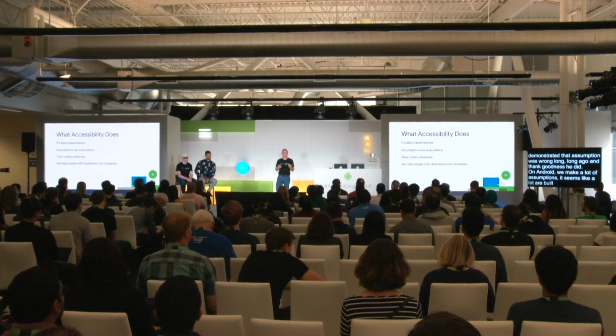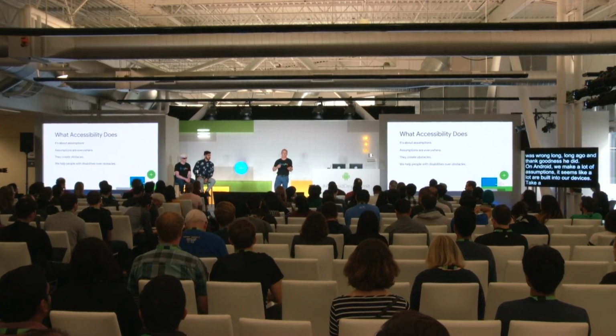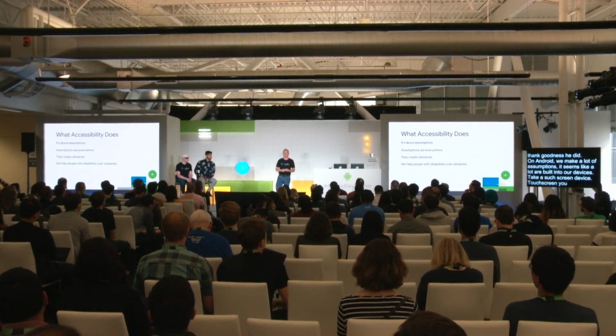So on Android, it seems like a lot of assumptions are built into our devices. You take a touchscreen device, you might assume that all of the users are able to touch the device, or that they can all see what's on the screen. But of course, that turns out not to be true. So we have to learn to question these assumptions, otherwise they become obstacles.